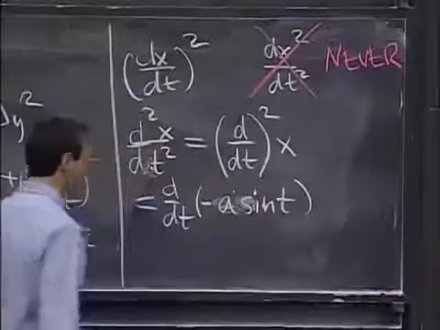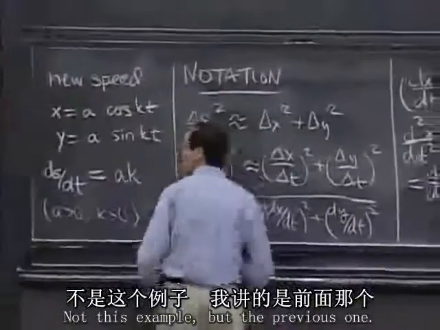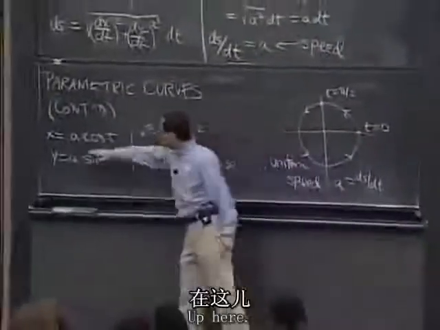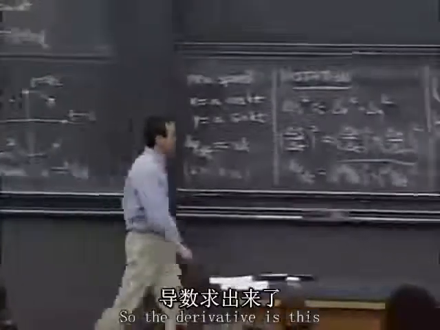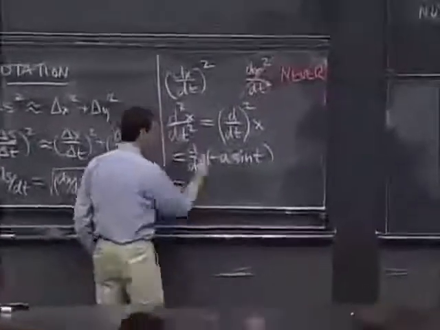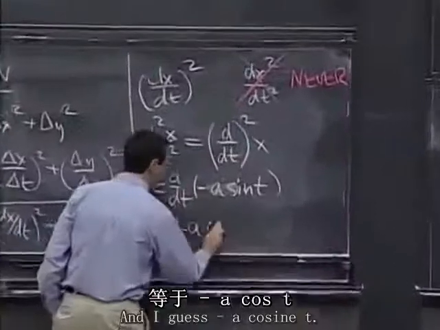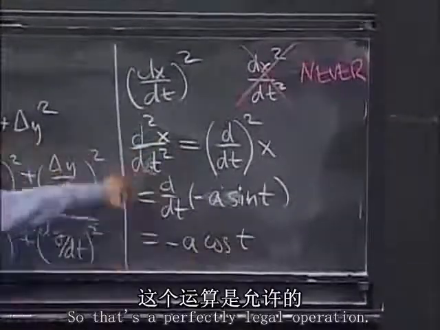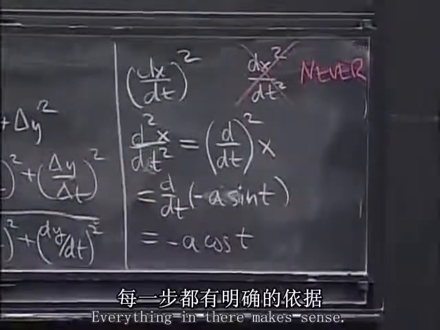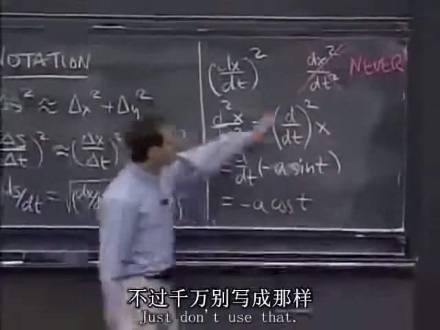All right? Not this example, but the previous one, right, up here. So the derivative is this, and so I can differentiate a second time, and I get minus a cosine t. All right, so that's a perfectly legal operation. Everything in there makes sense. Just don't use that.